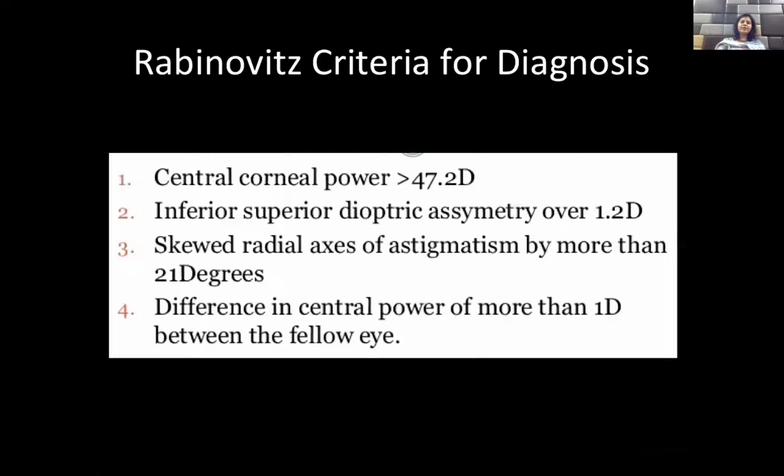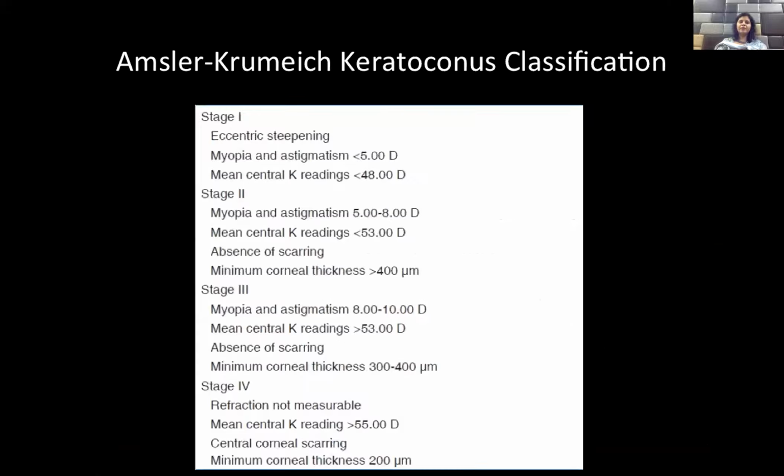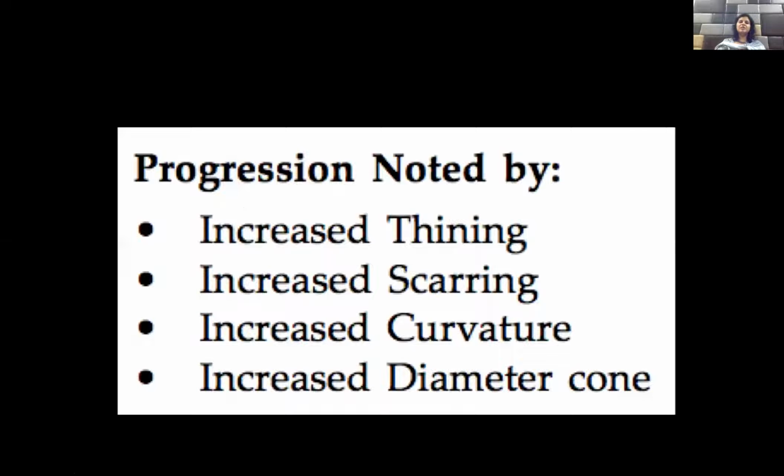Now, classically, once you have these maps in your hand and the tomography images in your hand, the classical Rabinowitz criteria is used for diagnosis. So that is something you should know. It's important to write in your examination and for the viva. Then you have the Amsler-Krumich classification, which helps to stage the keratoconus as stage 1, 2, 3, and 4. So again, these names are important. Please keep those in mind. You may not know the details, but keep the names in mind.